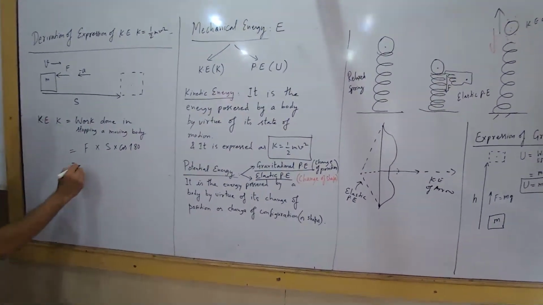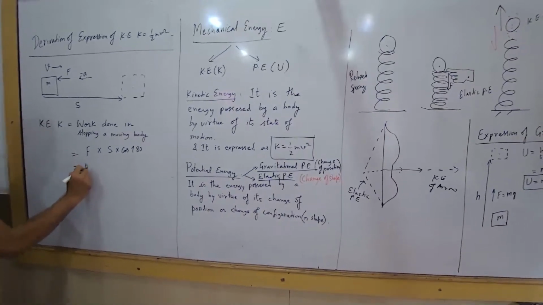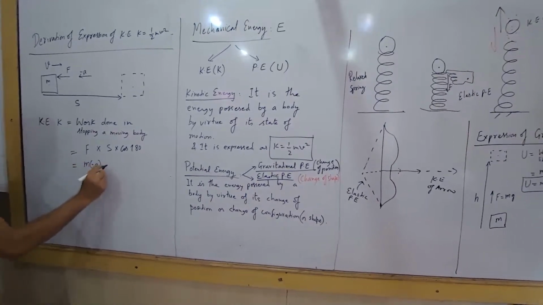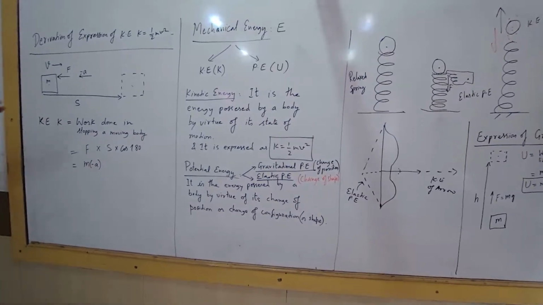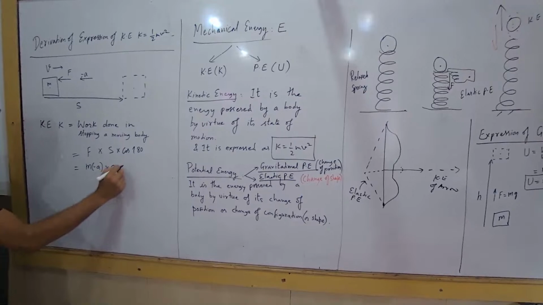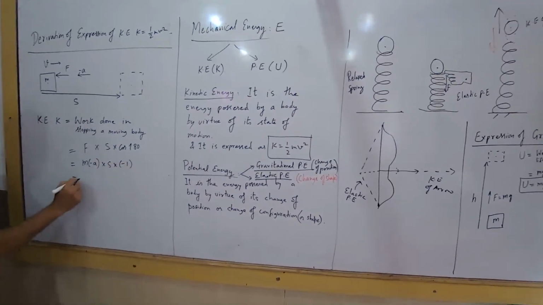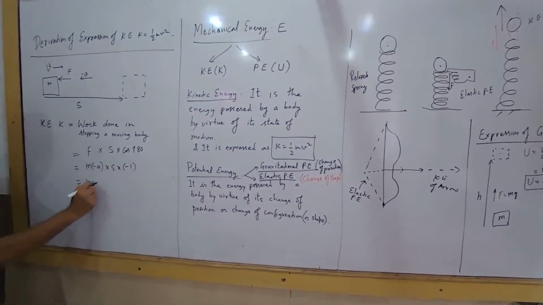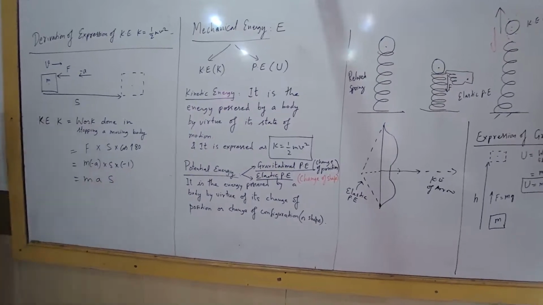Minus FS. And what is F? F is m into a, this is horizontal, into S into minus 1. So what you're getting is minus minus, that is m a S. This is what you got.